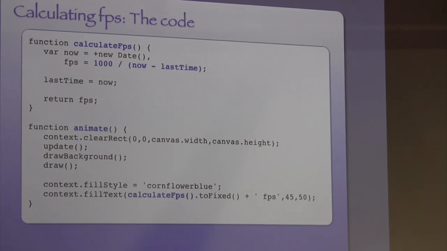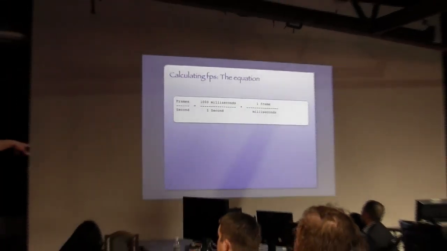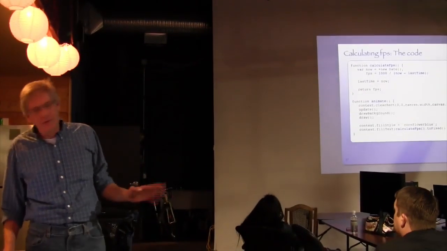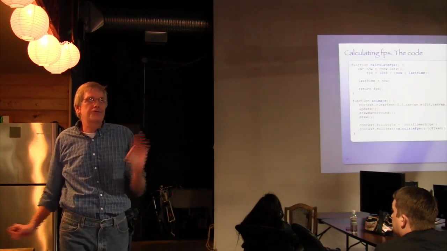If I divide 1,000 milliseconds over seconds by milliseconds over frame, that's the same as taking 1,000 milliseconds and multiplying it by frame over milliseconds, right? Because dividing by 2 is the same as multiplying by 1/2. Notice the units cancel out, the milliseconds cancel out, and what I'm left with is frames per second. If you didn't follow all that, the moral of the story is just take the amount of time it took to do the last frame and divide 1,000 by that, and that's your frame rate.